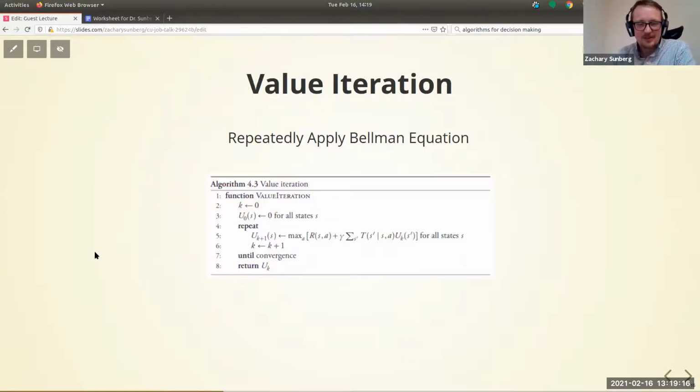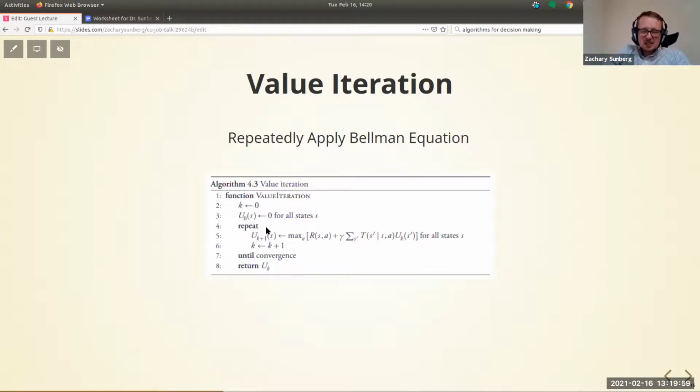So value iteration is a very simple algorithm that basically just says repeatedly apply this Bellman equation. So we start with a value function set to 0 for all states, and then we repeat this Bellman backup operation. So for each state S, we just solve this Bellman equation. We say the new value at state S is equal to the max over A of the immediate reward plus the expectation. And this is just the expectation expanded out into a sum of the old value, U_k, at the next state. And I'll show you this in a picture on the next page.